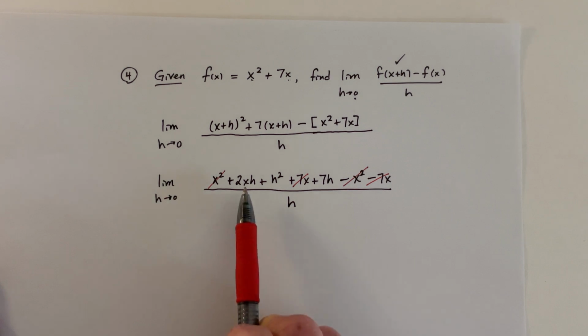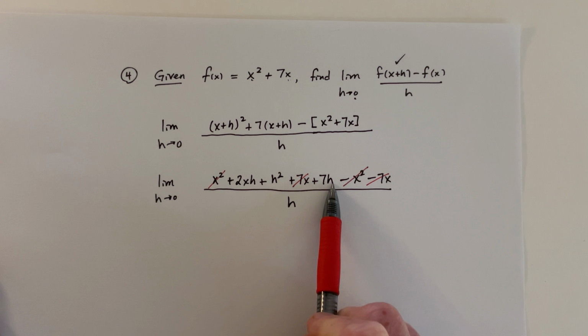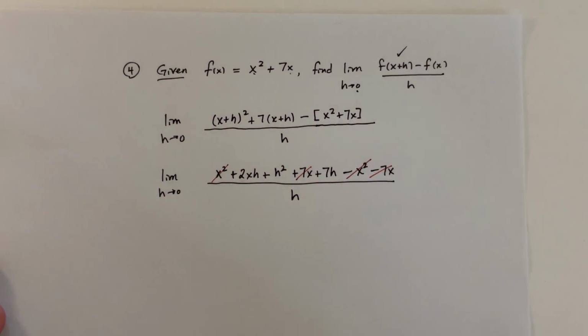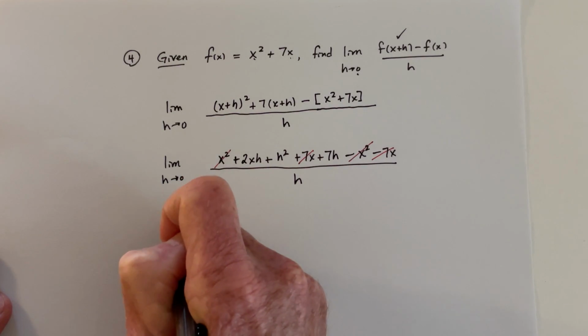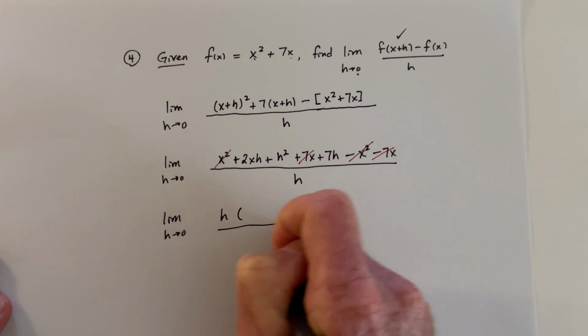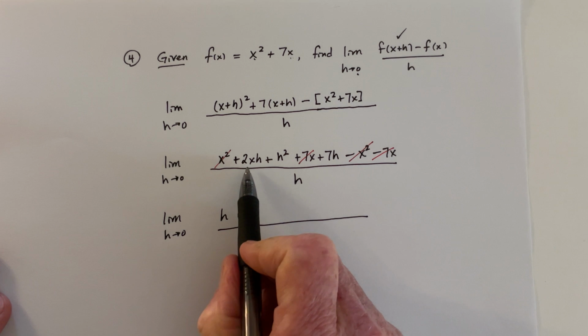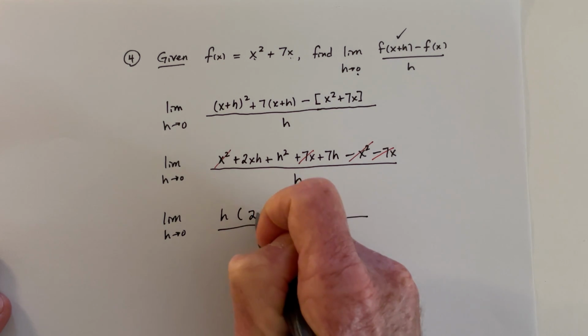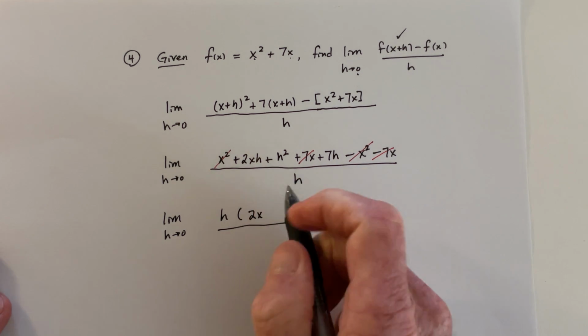And then notice what's left over. Every term has an h. So what I'm going to do is factor out an h on the top. That will leave 2x. This will leave plus h.